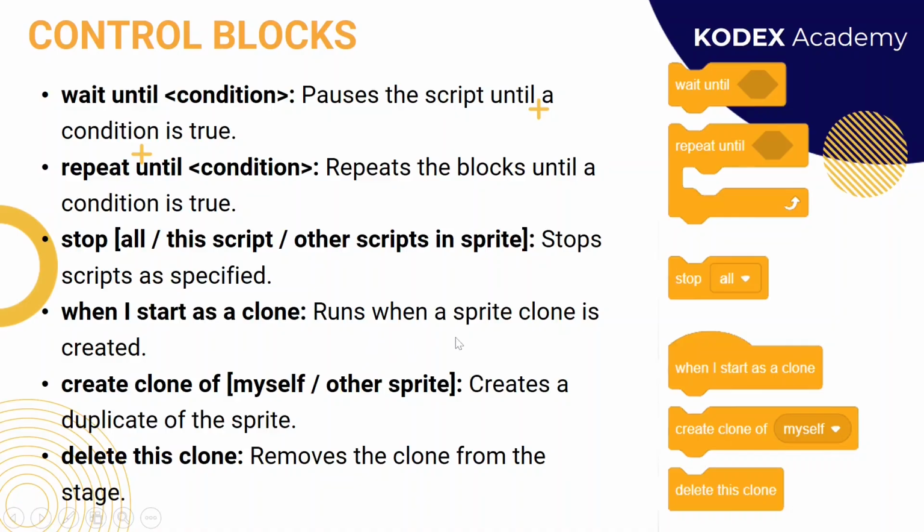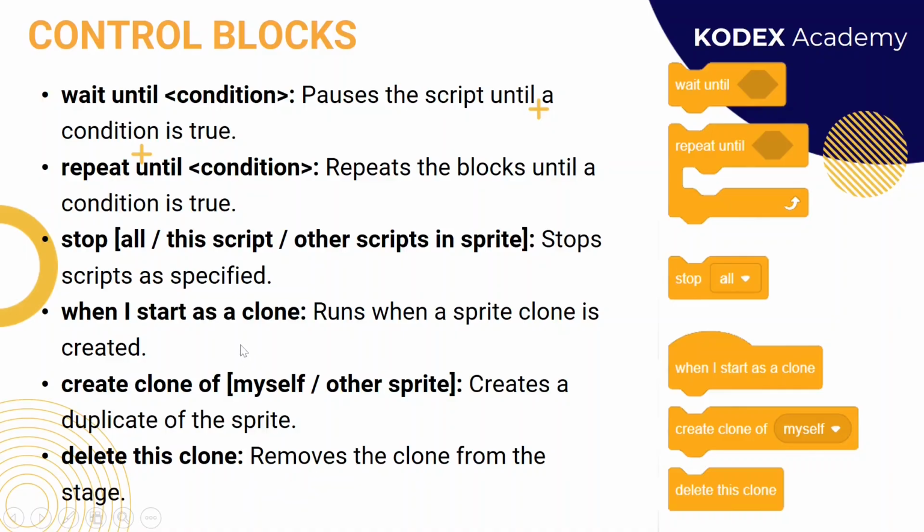When the clone is created, then your sprite will run. So here you can use this control block as well, if you want to run your script when the sprite clone is created. Now the last one is delete this clone. When you want to delete the clone of your sprite, you can use this block. It's written in very simple language, delete this clone, meaning when you want to delete the particular clone, you can use this block in your script.